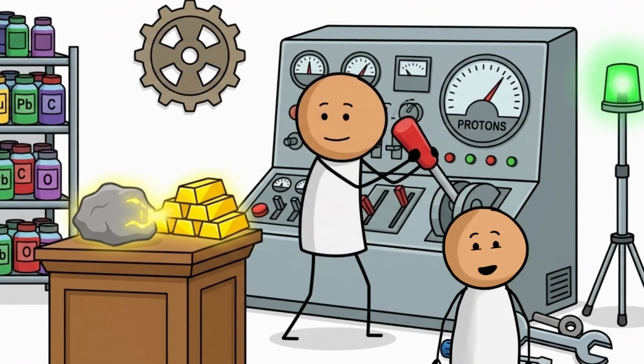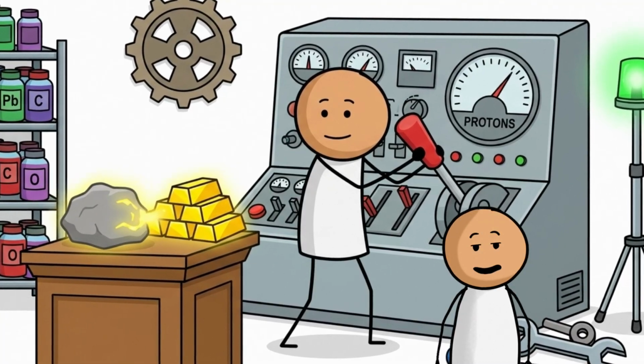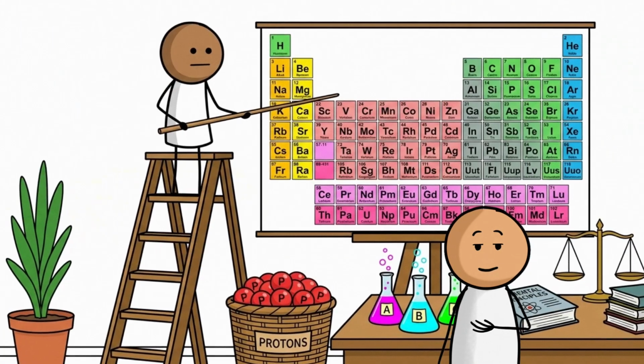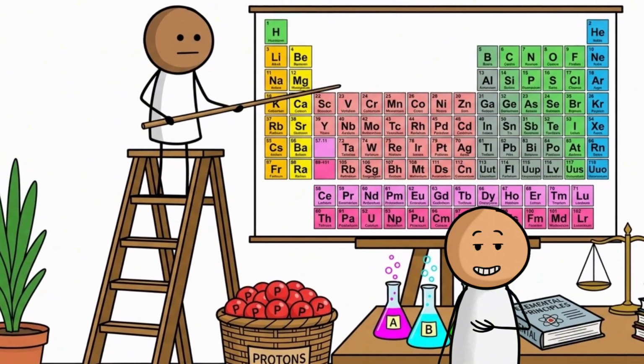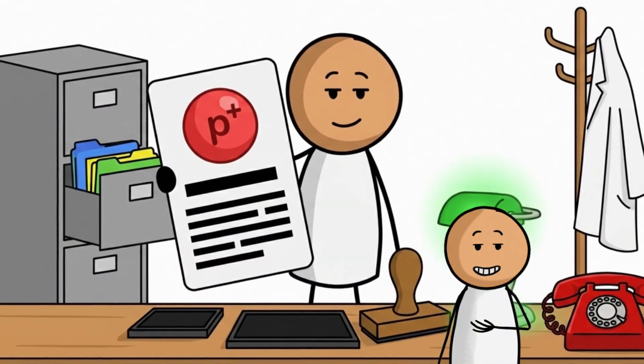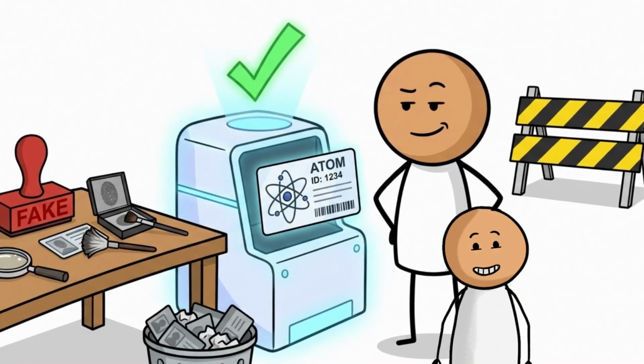Change the number of protons, and you don't just change the atom, you change the element itself. That's why the entire periodic table is just ordered by how many protons each atom has. The proton is the atom's ID card, and that ID can't be faked.